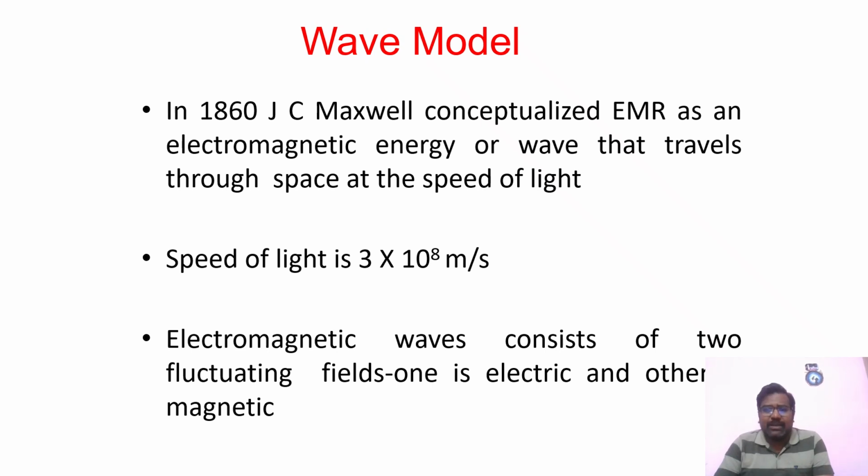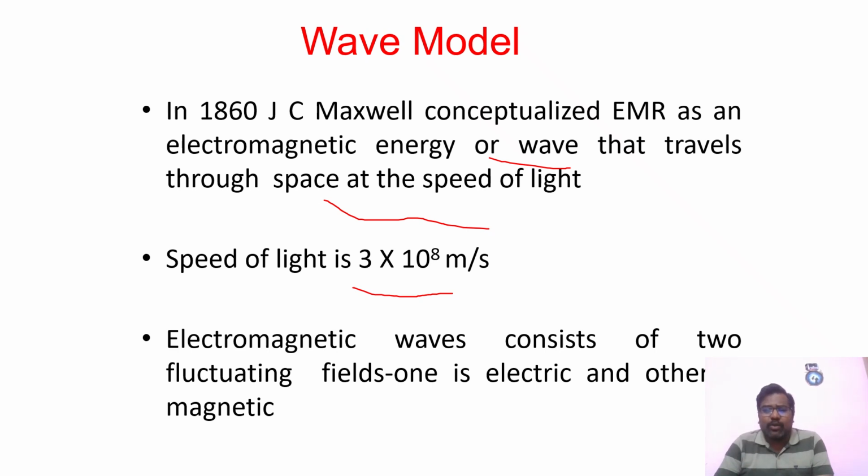The wave model was initially discussed by J.C. Maxwell in the 1860s, mainly for electromagnetic wave radiation. Electromagnetic energy, or an electromagnetic wave, travels through free space at the speed of light. The speed of light is a constant value, 3 into 10 power 8 meters per second.